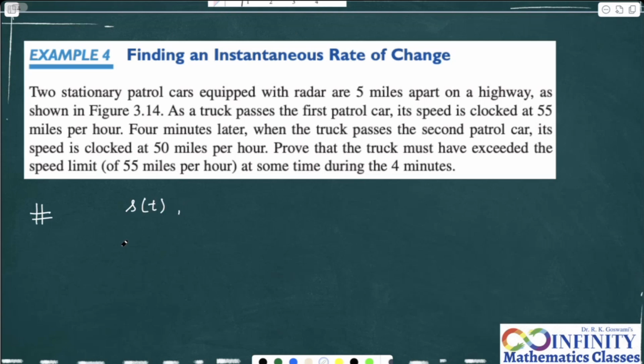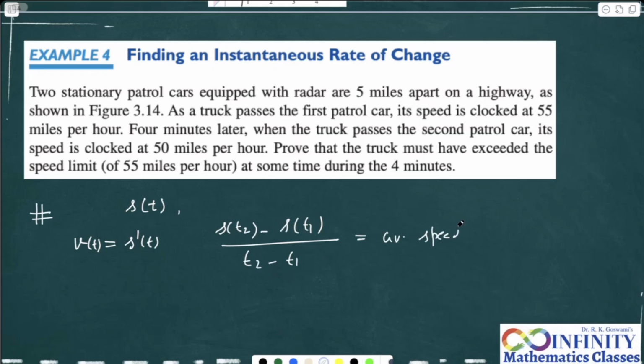What does S prime of t represent? This will represent the velocity, and S double prime of t is the acceleration. Velocity at a particular moment is the instantaneous rate of change. If I write S(t2) minus S(t1) divided by t2 minus t1, it is going to be the average speed.